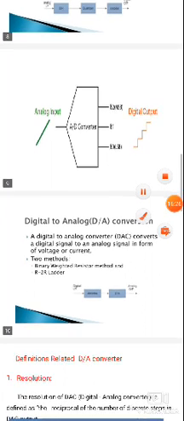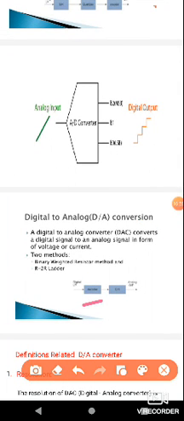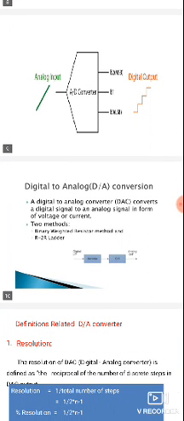The digital input is given to the decoder section, whereas in the ADC we get the digital output from the encoder section. The decoder output is then given to the sample and hold circuit, whereas in ADC the analog input is given to the sample and hold circuit. In DAC we get the analog output from the sample and hold circuit. So this is the block diagram of a digital to analog converter.